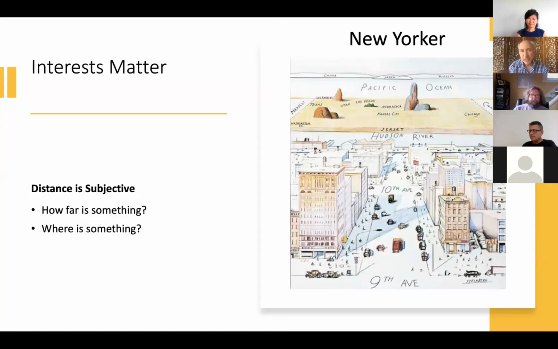The interests a person has matter too. In the classic New Yorker cartoon from the 70s, the distance is clearly subjective. How far something is, or where something is, depends on your interest set. And of course, again, can I get on a plane?